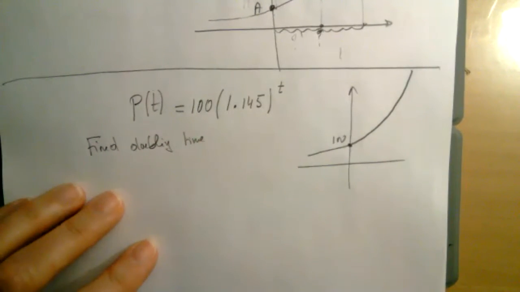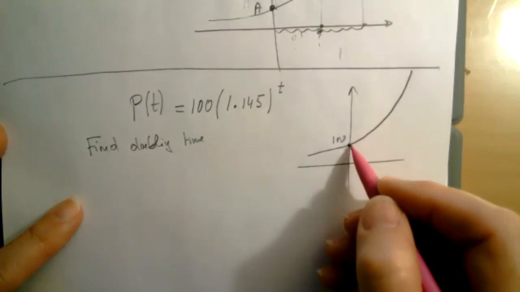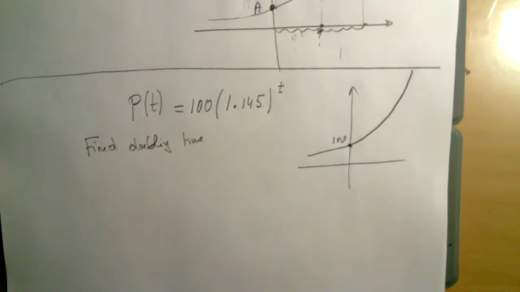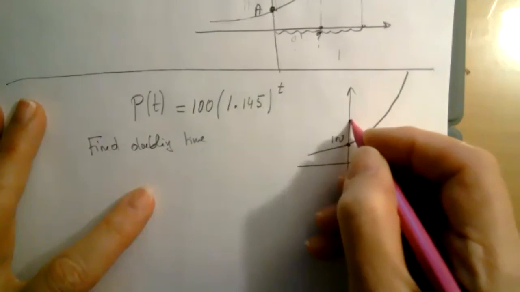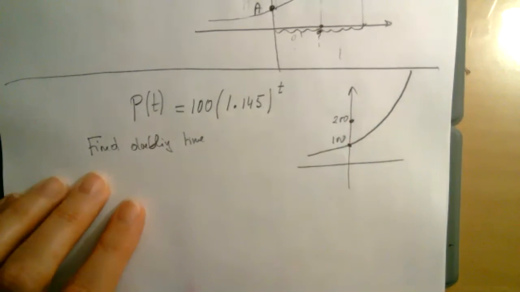Okay, what does it mean? It means I'm asking you how long it takes for the population to double its value. So how can I set up the problem to be able to find the doubling time? Can anybody tell me? Multiply 100 by 2. Yes, and? Set the formula equal to that number. Right, because I want to find the time for the population to double.